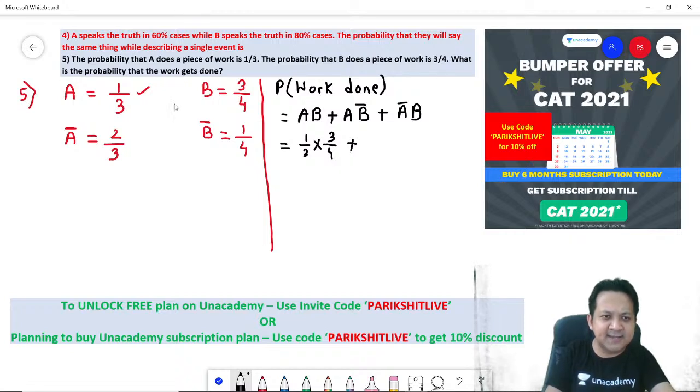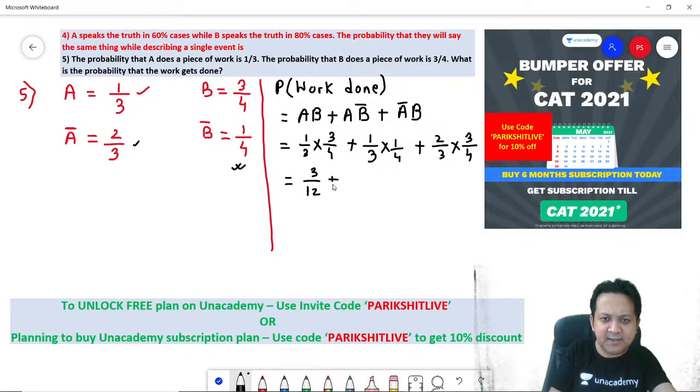Or A does it, which is 1 by 3, and B doesn't do it, which is 1 by 4. Or A doesn't do it, which is 2 by 3, and B does it, which is 3 by 4. Just substitute the values. So how much are you getting? 3 by 12 plus 1 by 12 plus 6 by 12. So you are getting 10 by 12. So 10 by 12 is 5 by 6. 5 by 6, that's your answer.